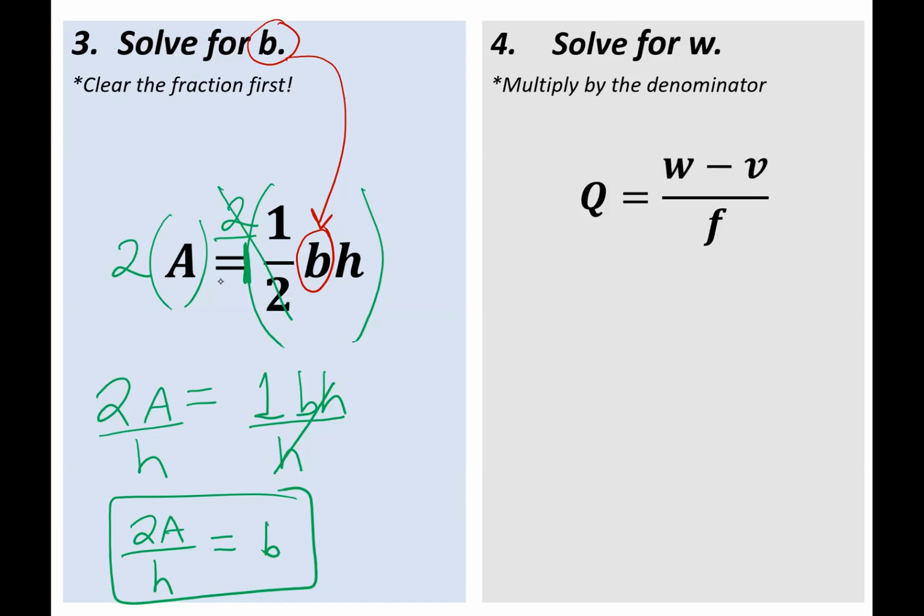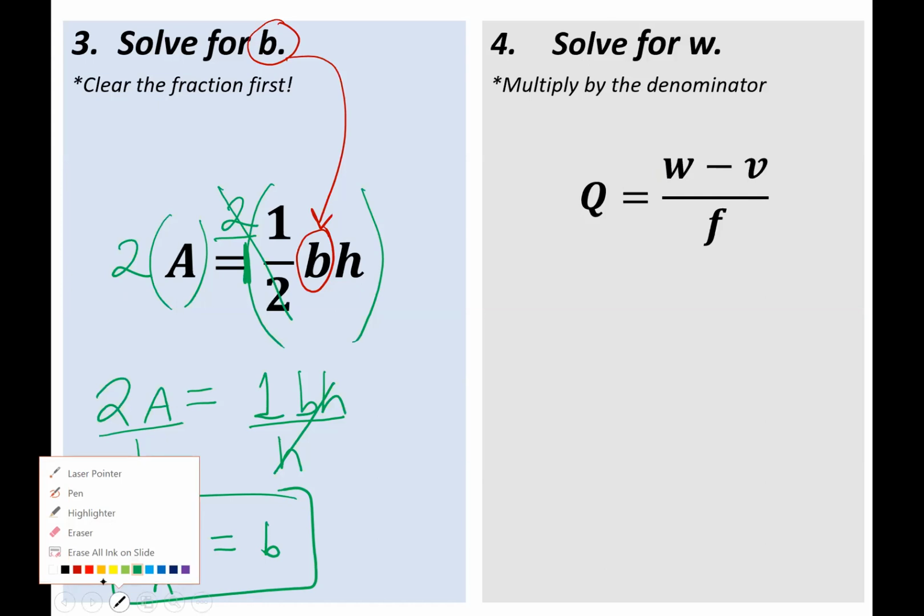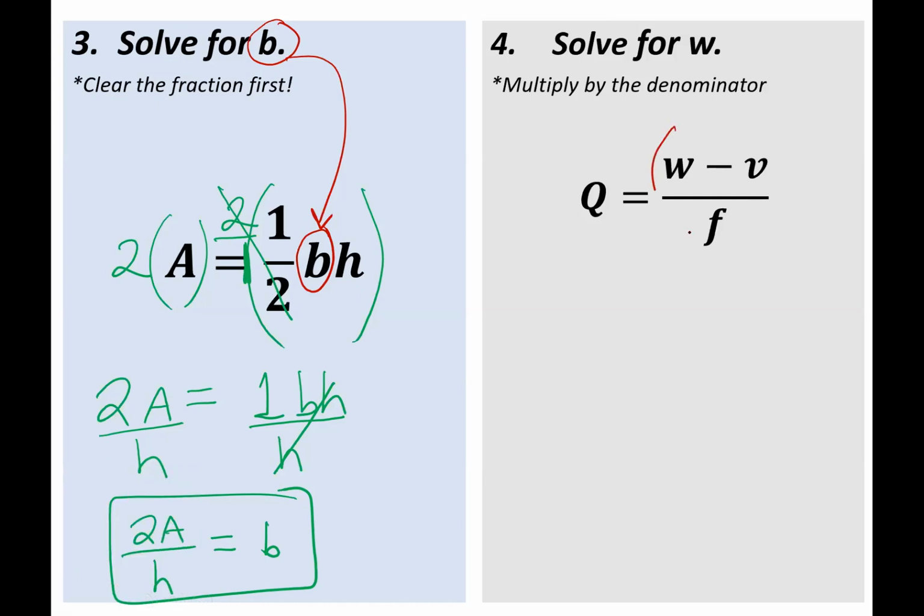Well, our w is kind of stuck in a fraction here. Just like we cleared the fraction in the previous problem by multiplying both sides by the denominator of 2, this time the denominator of our fraction is f. So let's multiply both sides by f, putting parentheses around each side. f divided by f is just 1. So look at that, the denominator cancels out. Last time it was the 2's that canceled, this time it's f that cancels.